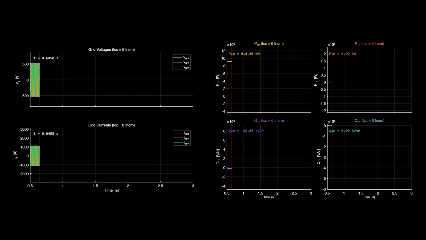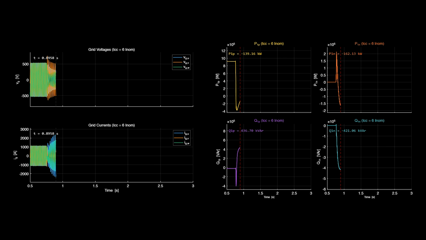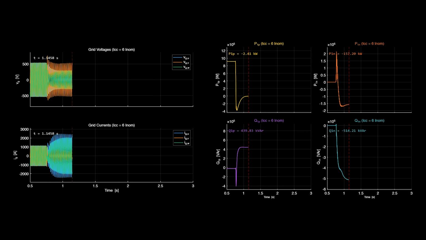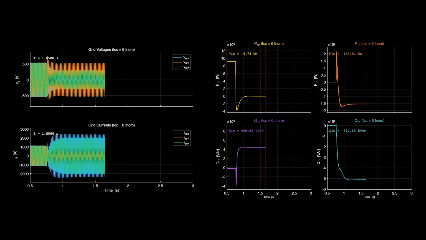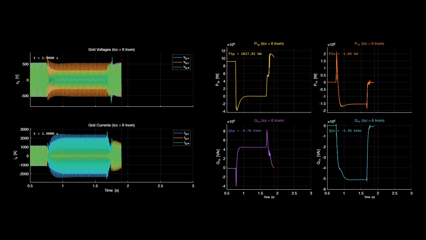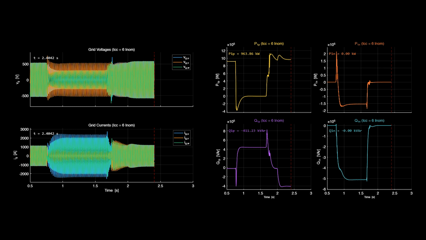Moving to the second case, short-circuit ratio of 6. Grid impedance is now noticeably higher, yet the inverter still performs well. Waveforms are clean. Reactive current tracking is accurate. No critical behavior is observed at this operating point.